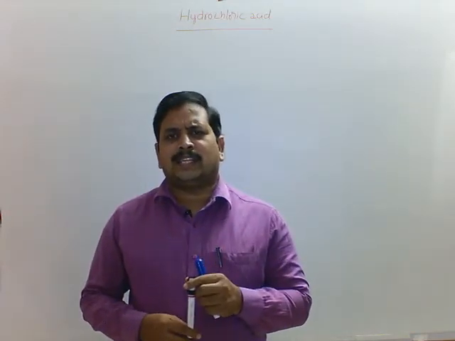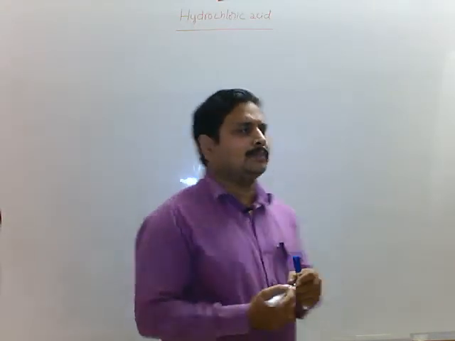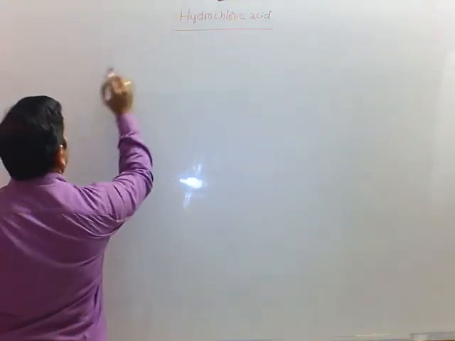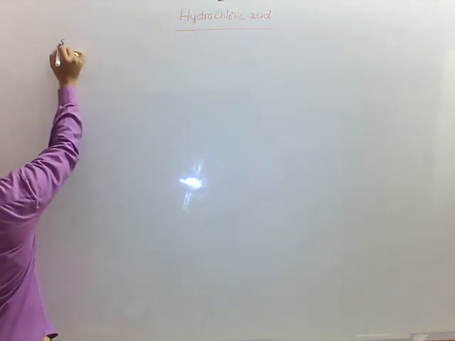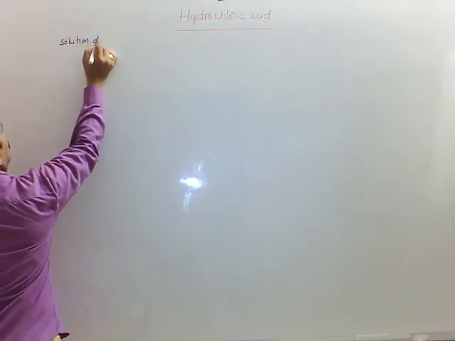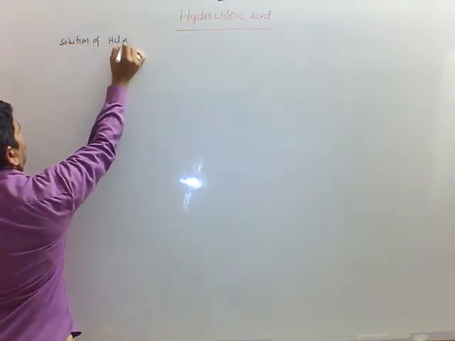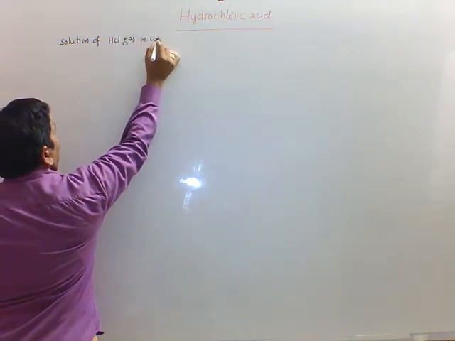Hydrogen chloride is a gas. Hydrochloric acid is a solution. Hydrochloric acid is a solution of hydrogen chloride gas in water.